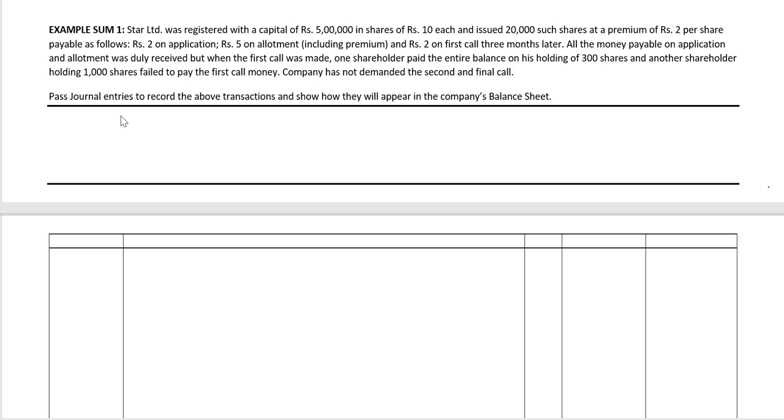We are asked to pass the journal entries to record the above transactions and also show how they will appear in the company's balance sheet. So we'll pass the journal entries first and then go on to depict the transactions in the company's balance sheet. Before we go further, let's make a few notes.